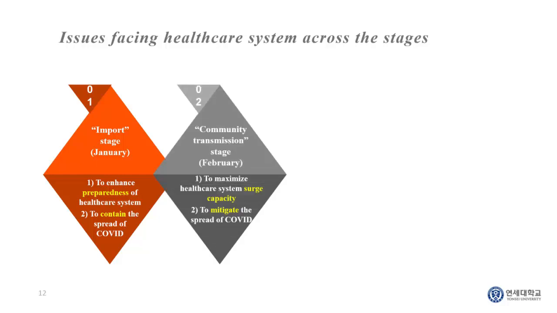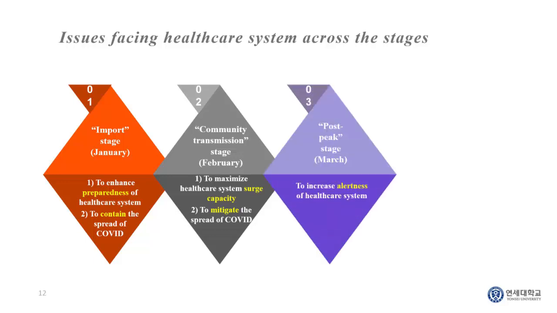At stage 2, we also had 2 issues. The first issue was to maximize the healthcare system's surge capacity. Handling the skyrocketing healthcare service demand became the prime issue. The second issue was to mitigate the spread of COVID. At stage 3, the issue was to increase the alertness of the healthcare system. We should keep the readiness of the system.